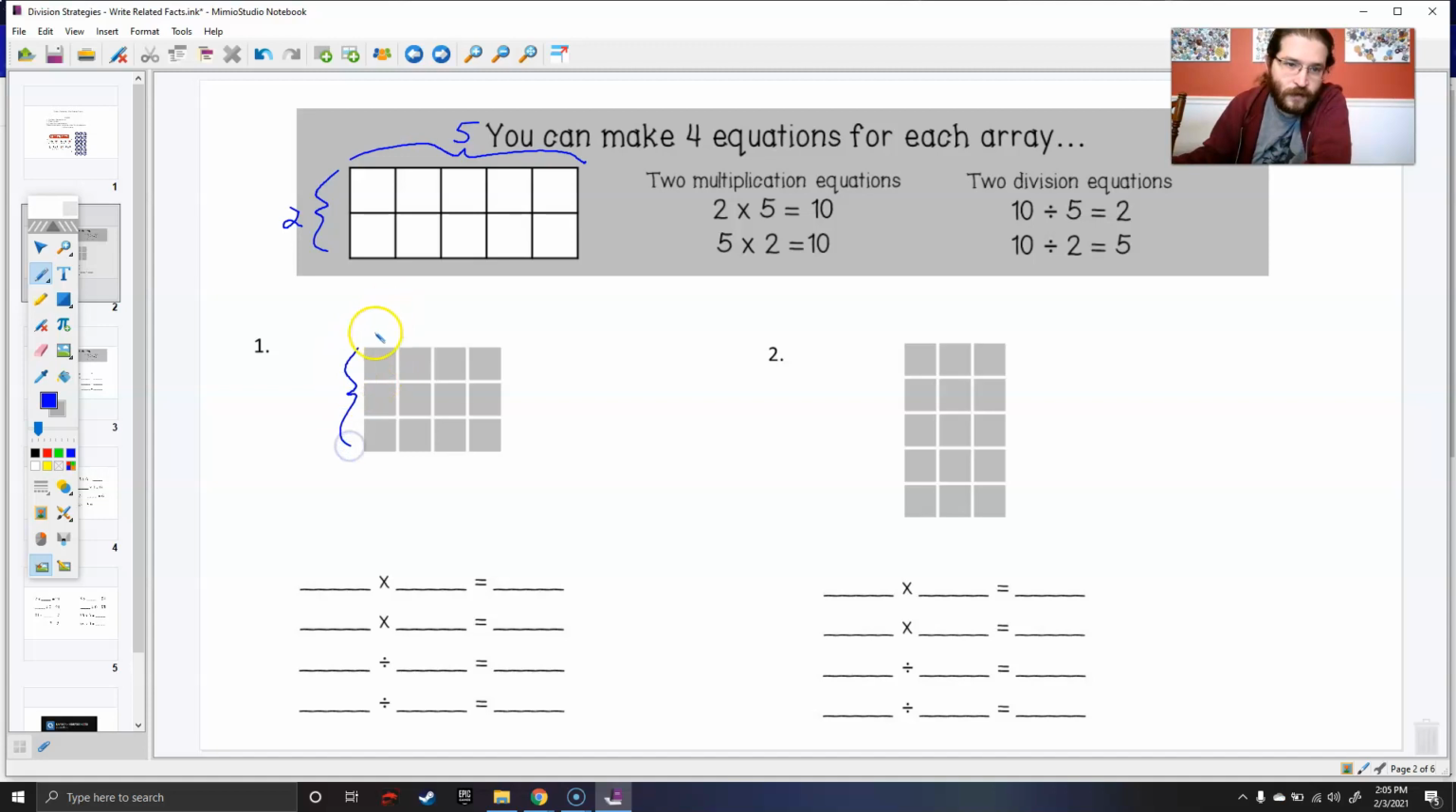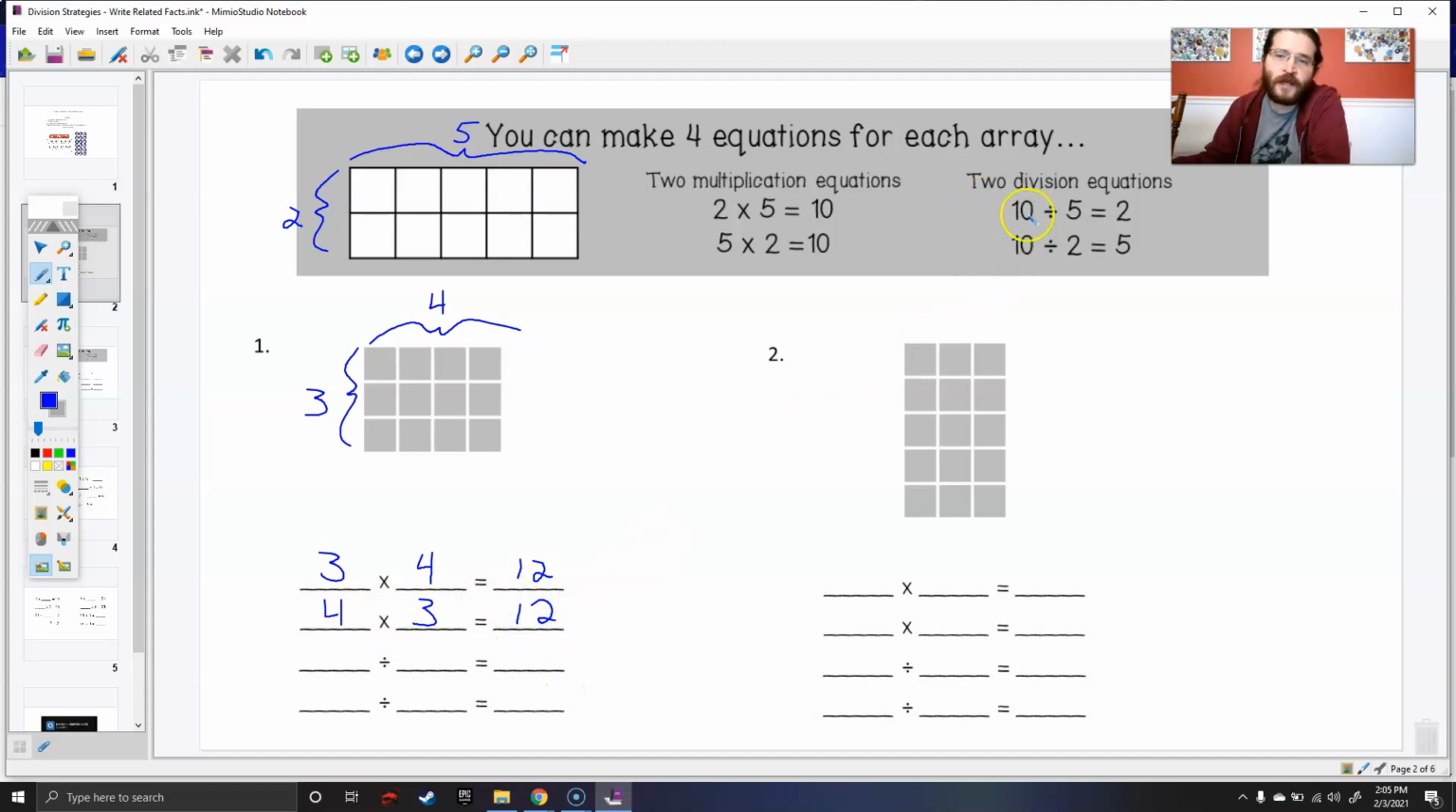So we have 3 rows, 1, 2, 3, and then how many columns? 1, 2, 3, 4. All right, so we have 3 and 4. So we know that we're gonna put it right here, and we can change it. And then let's see how much our total is gonna be. So we have 1, 2, 3, 4, 5, 6, 7, 8, 9, 10, 11, 12. So we know that 3 times 4 is 12. And 4 times 3 is also 12.